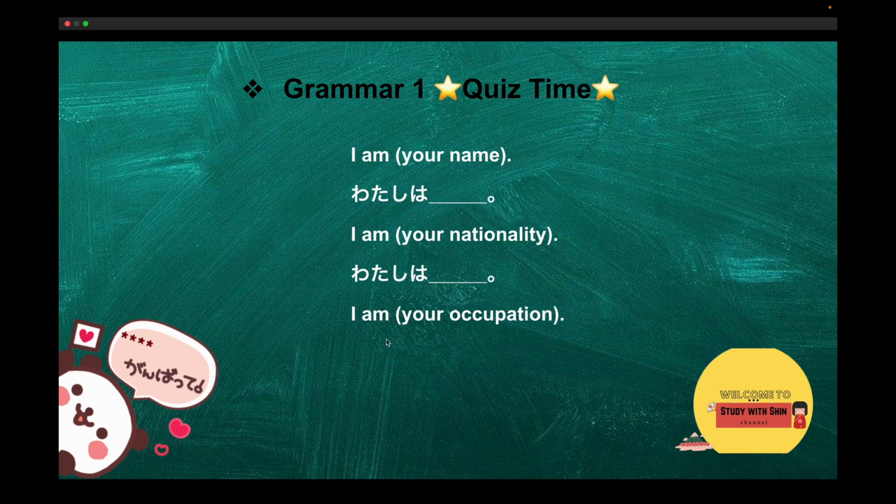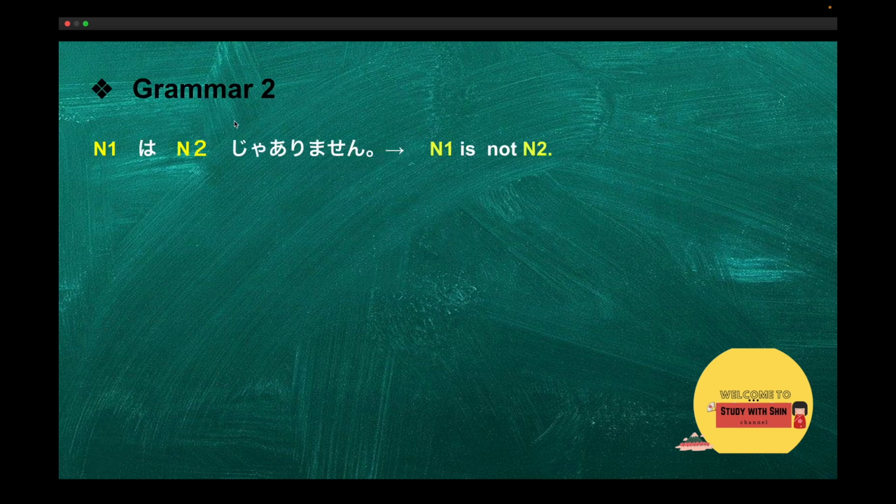As I said, how do you say I am in Japanese? You already know right now, right? That means watashi wa. And then you add your occupation. Right now, let's take a look at grammar number 2. Grammar number 2 is Noun 1 は Noun 2 じゃありません. That means Noun 1 is not Noun 2.